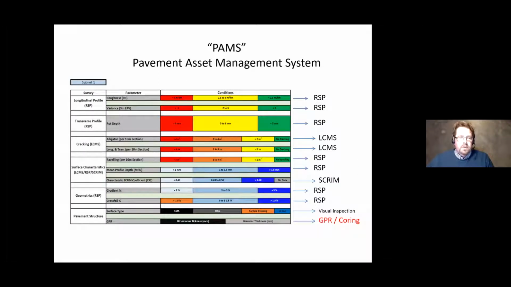So your profile variance, your roughness, your rut depths are all collected by the road surface profilometer. I'll show you a picture of that in a second. As I said, the cracking is collected by the laser crack measurement system, which is a laser-mounted measurement system which sits on the back of the RSP. Your grip testing is carried out with the SCRIM, which gives your SCRIM coefficient. And then your lower levels, your surface type and your GPR are carried out by visual inspection and GPR coring. The GPR, I don't think it was carried out since 2013.